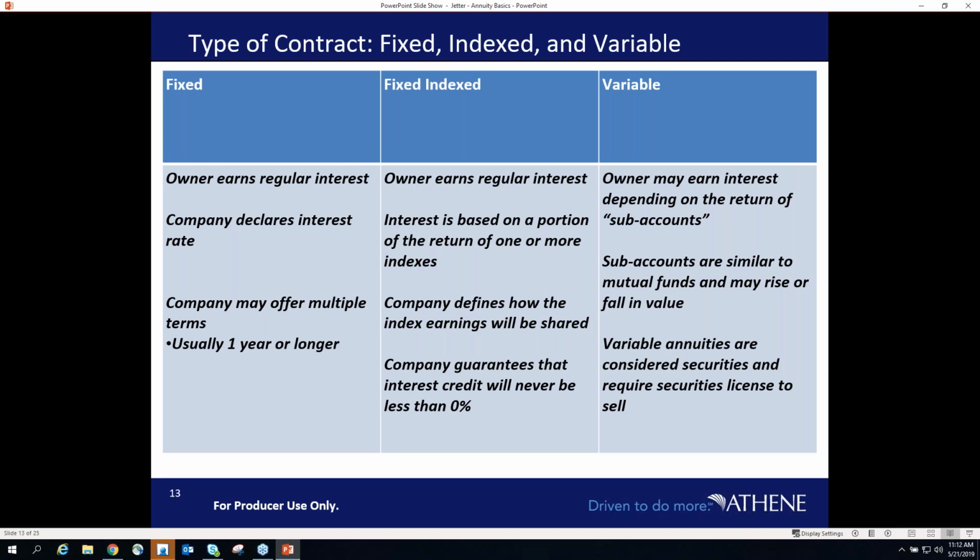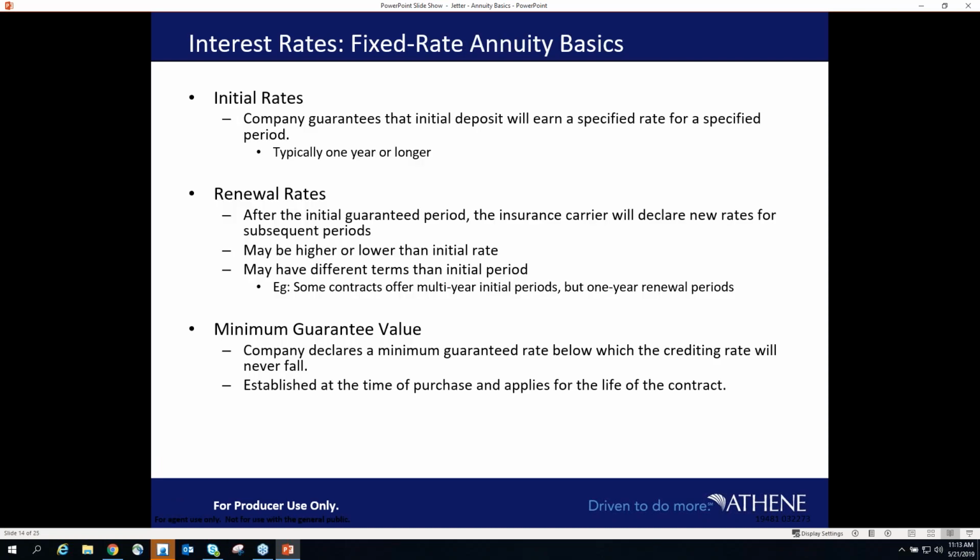So then we also have variable annuity contracts where the owner may earn interest depending on the return of sub-accounts. Those sub-accounts will actually be invested in the market. Sub-accounts are similar to mutual funds and may rise or fall in value. These are going to be picked by the client or the client's advisor, and the investment risk in a variable annuity would be on the client. Variable annuities are considered securities and require a securities license to sell variable annuities.